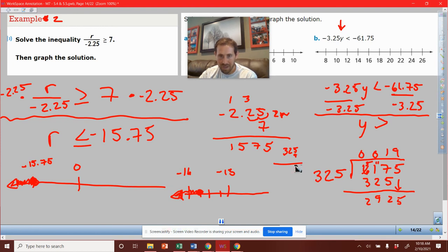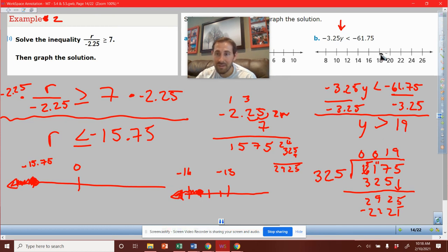So 325 times 9. 9 times 5 is 45. 9 times 2 is 18 plus 4, we're at 22. 9 times 3 is 27 plus that 2, we're at 29. So we got it exactly 9 times, which is great. That means our answer can be 19.